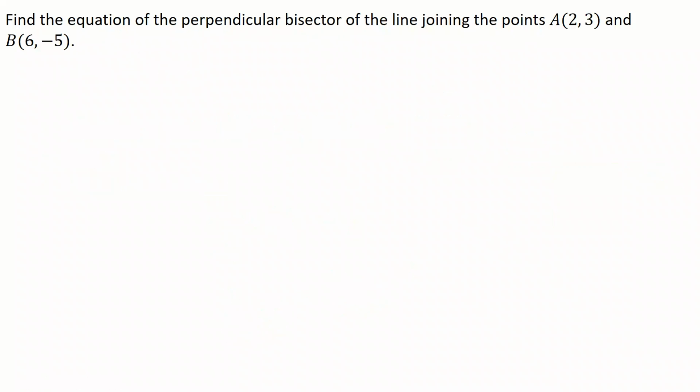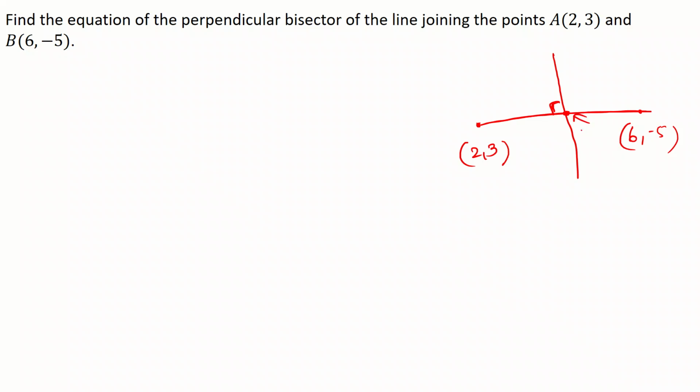Next, find the equation of the perpendicular bisector of the line joining the points 2 comma 3 and 6 comma minus 5. So assume that there is a point 2 comma 3 and there is a point 6 comma minus 5, and I ask you to find out the perpendicular bisector of this line. So this is the line joining these 2 points, and I ask you to find out its perpendicular bisector. That means a line which passes through the midpoint of these 2 points, and also it should be perpendicular, that means forming an angle of 90 degrees with the previous line.